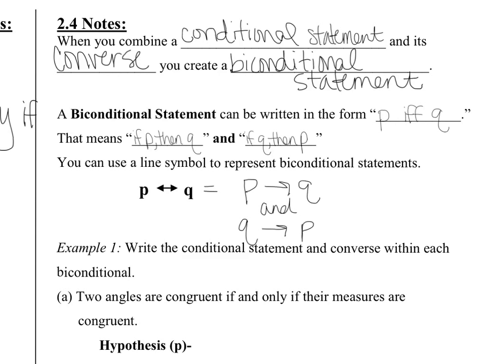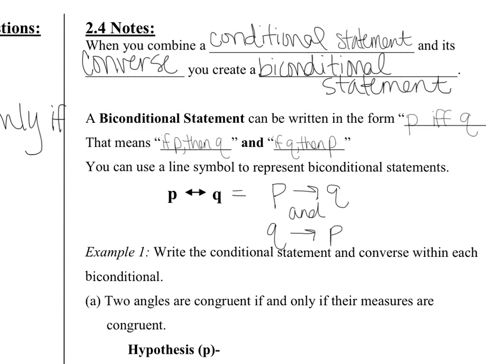Okay, when you combine a conditional statement and its converse, you create a biconditional statement. So just remember from the 2.2 that a conditional is the normal one, if blah blah blah, then blah blah blah. And the converse is when you swap the order and you say the last thing first, the conclusion first. So basically we're going to be able to say this thing normal going forward and converse when we flip it backwards. So if we can do both, then that is called a biconditional statement. Bi meaning two, so it's like we took two separate statements and smashed them into one.